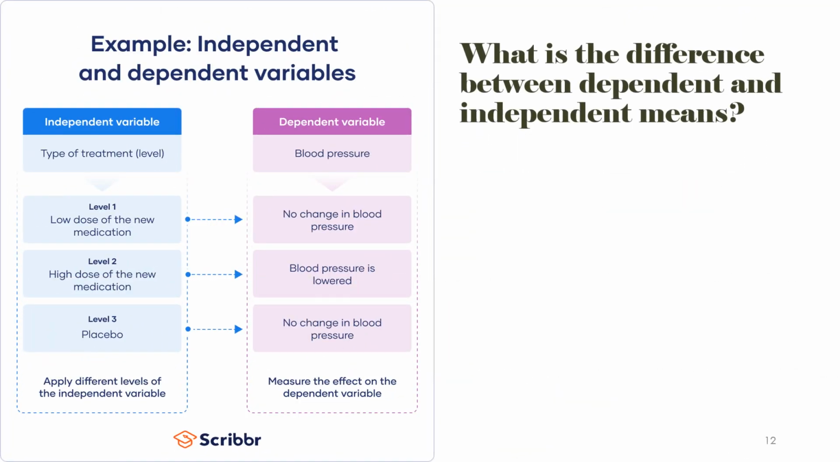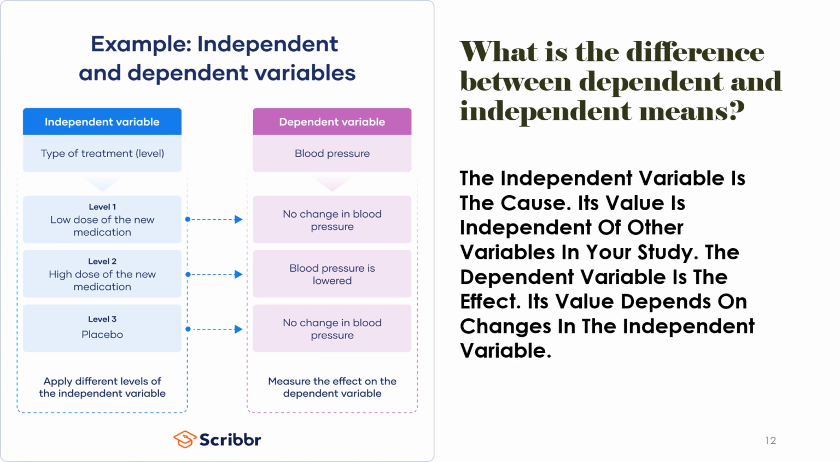What is the difference between dependent and independent variables? The independent variable is the cause; its value is independent of other variables in your study. The dependent variable is the effect; its value depends on changes in the independent variable.